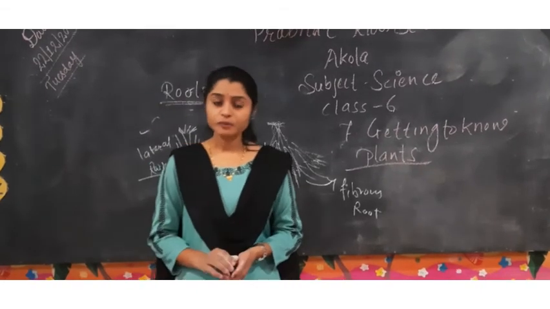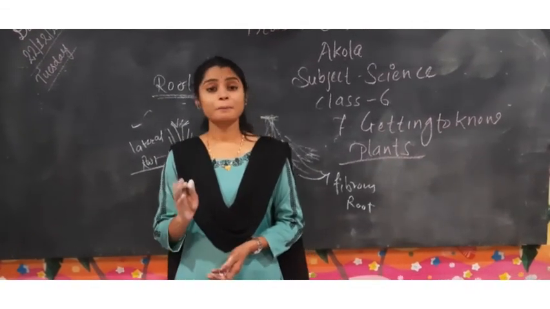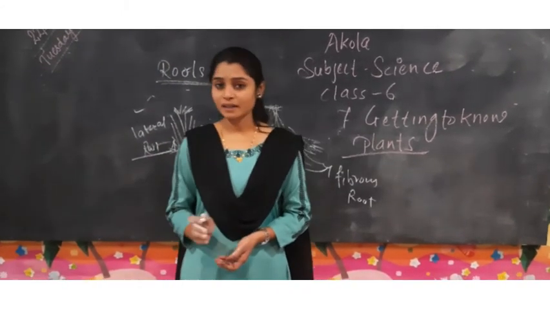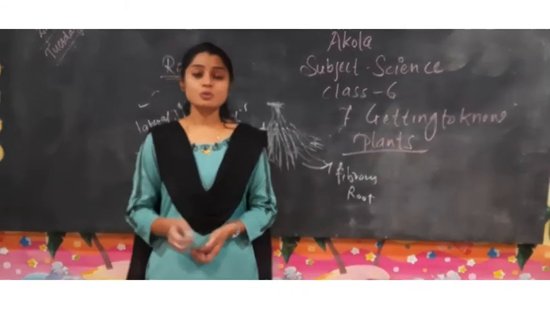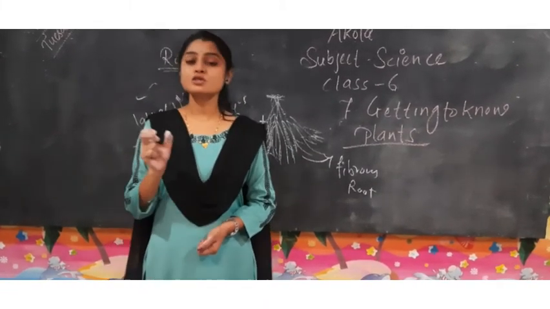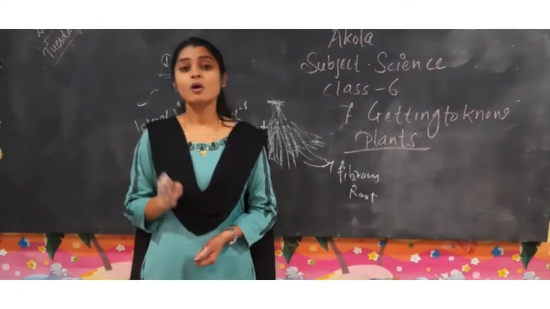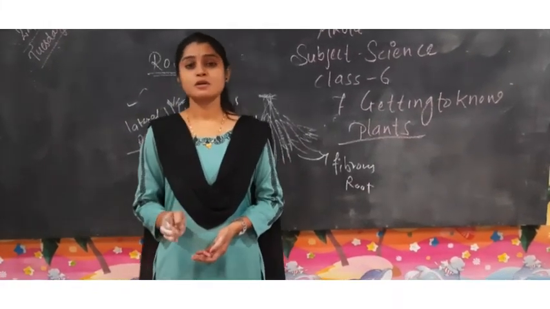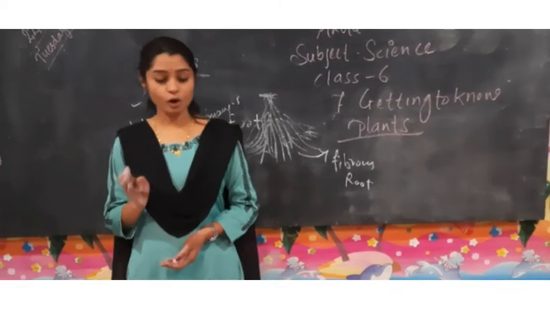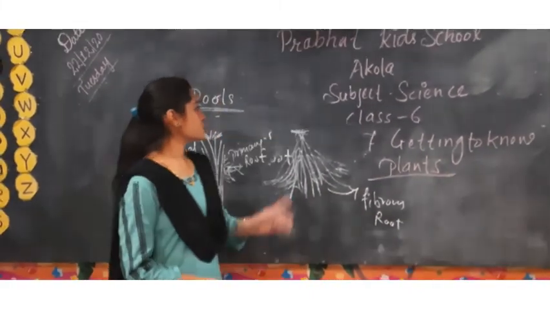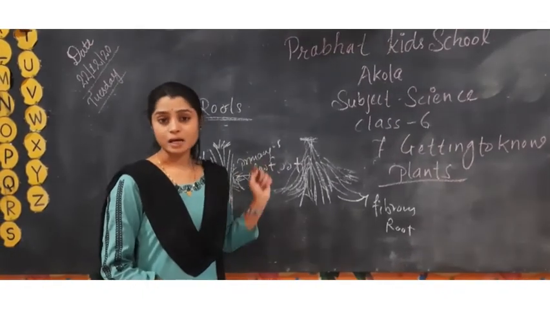Okay. Now, what are the functions of root? The main function of root is conduction. What is meant by conduction? It means the roots absorb the water and essential minerals from the soil, and it passes through the whole parts of the plant through the stem. So this is the main function of roots. So these are the whole parts of root and their types.